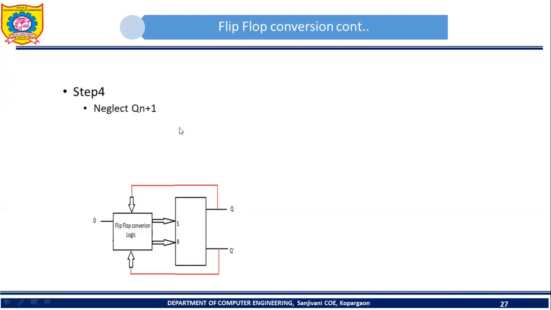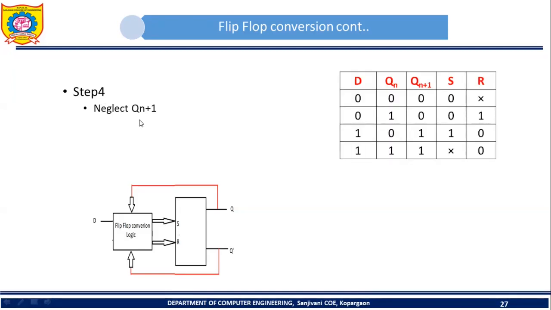So let's see step number 4: neglect Qn plus 1. In step number 4, we simply have to neglect Qn plus 1, the one present in this particular table, which we obtained in step number 3. You have to focus on columns D, Qn, S and R. These 4 columns will give you the truth table required for designing this particular flip-flop conversion logic.